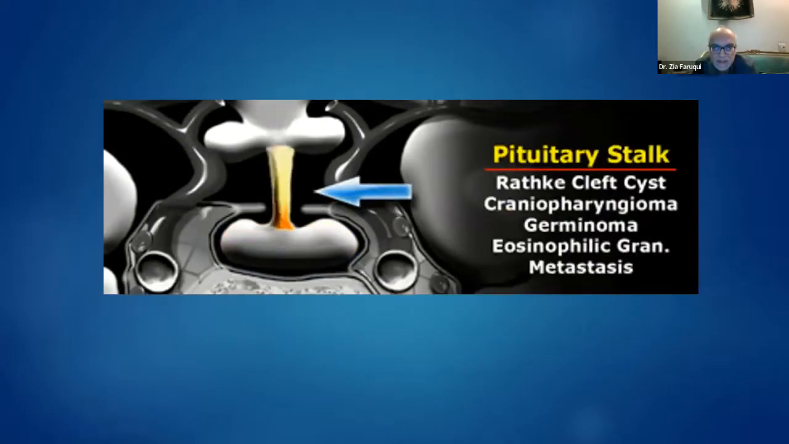The pituitary stalk itself again contains Rathke cells. You can see Rathke cleft cysts, which are not that common, but the commonest tumor here is craniopharyngioma. And in children, you can see germinomas, eosinophilic granulomas, and in adults, this is a common site for either metastasis or granulomatous disease like sarcoidosis or tuberculosis.